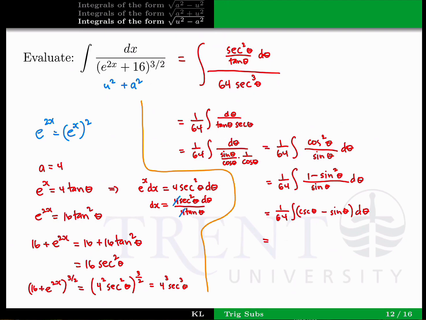Therefore, if we integrate now, the integral of cosecant theta will be ln of the absolute value of cosecant theta minus cotangent theta. Then the integral of negative sine theta is positive cosine theta. And then you have your plus c.